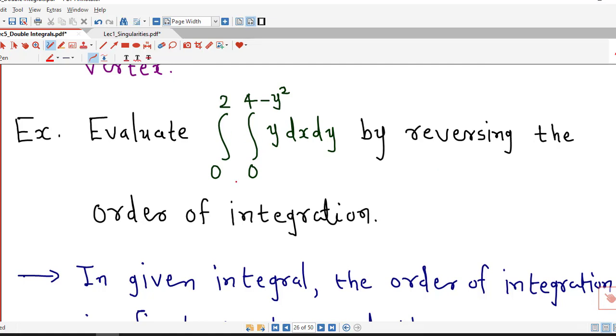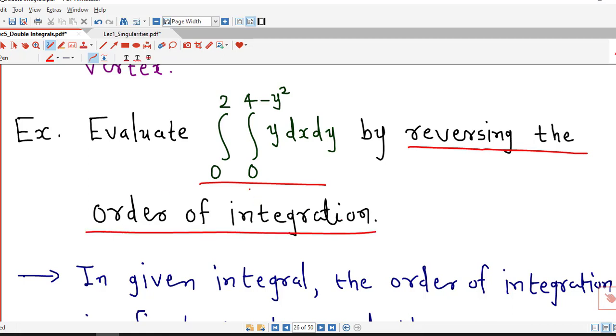Here we are asked to evaluate this double integral by reversing or changing the order of integration. So first we write down the given information. In the given integral, the order of integration is first with respect to x and then with respect to y. Because the first integration is with respect to x, these are the limits of x and these are the limits of y. So in the given integral, x is from 0 to 4 minus y square and y is from 0 to 2.